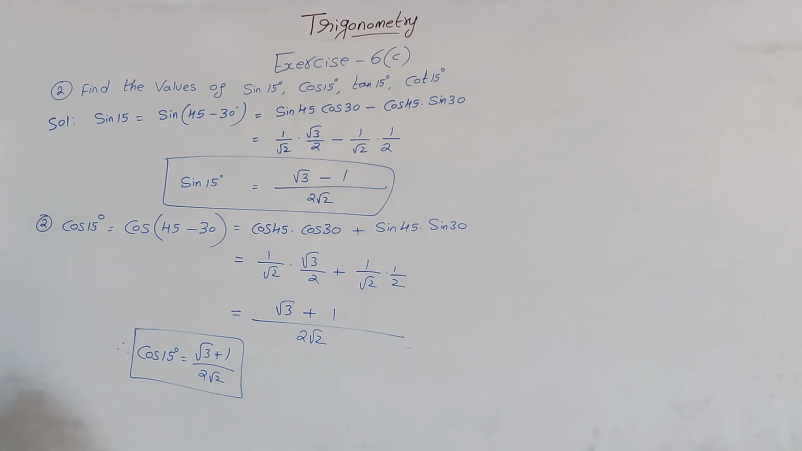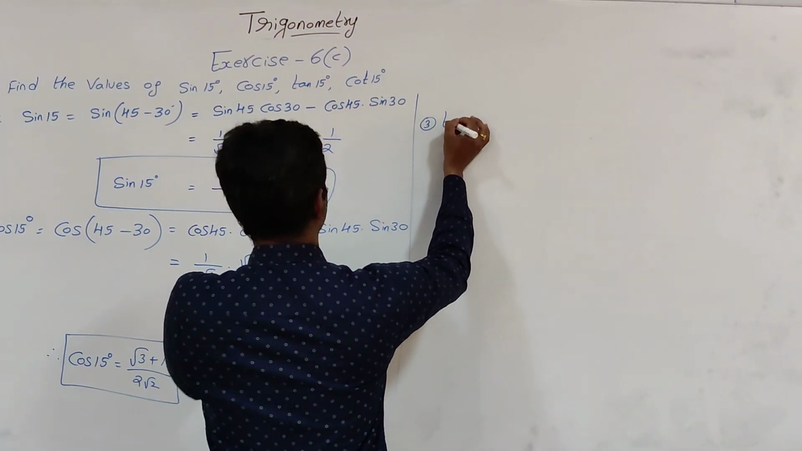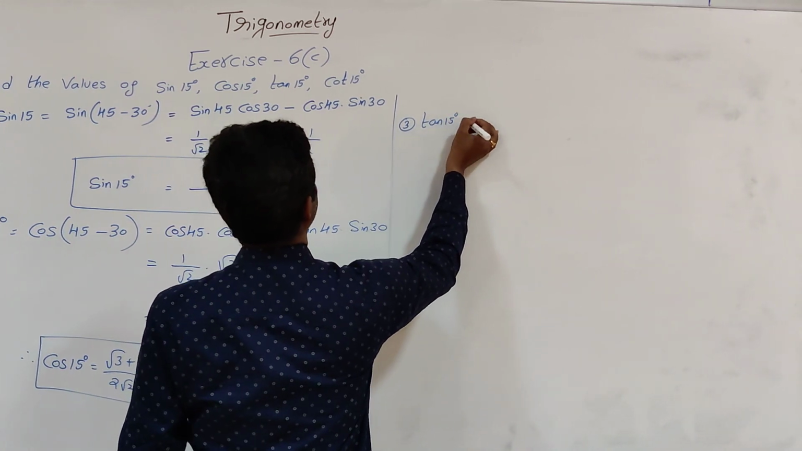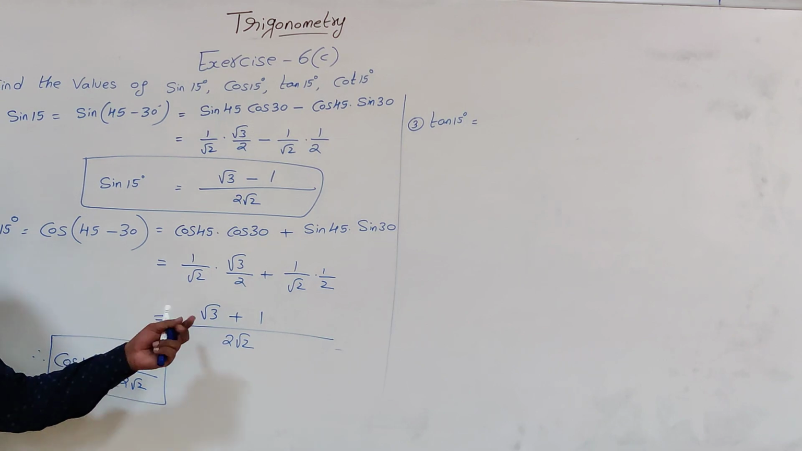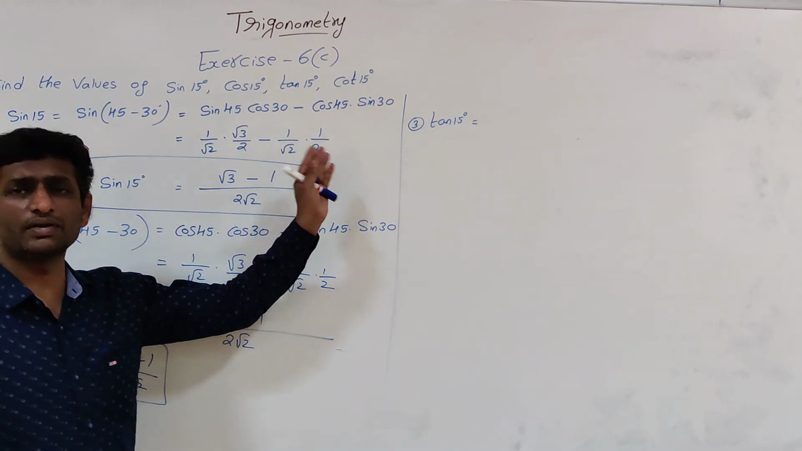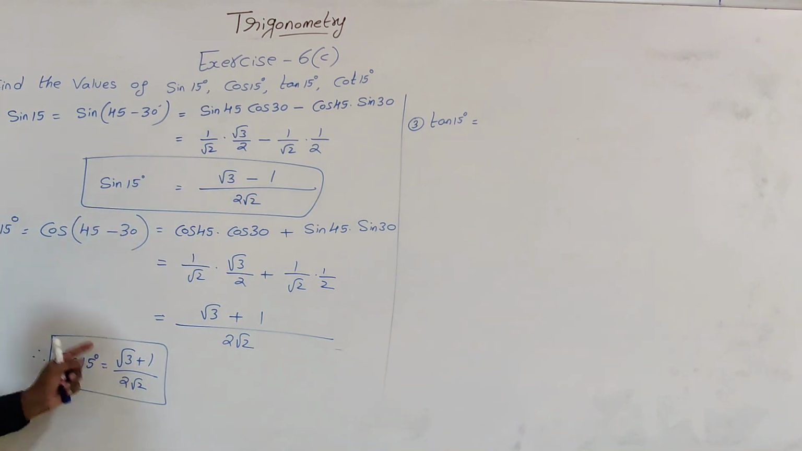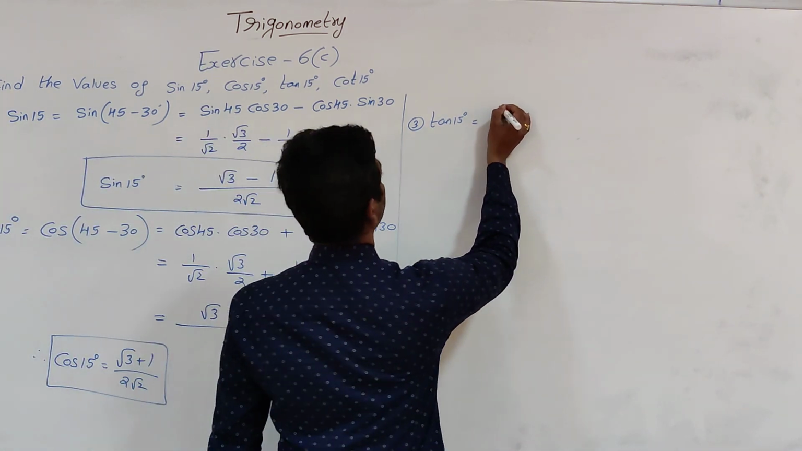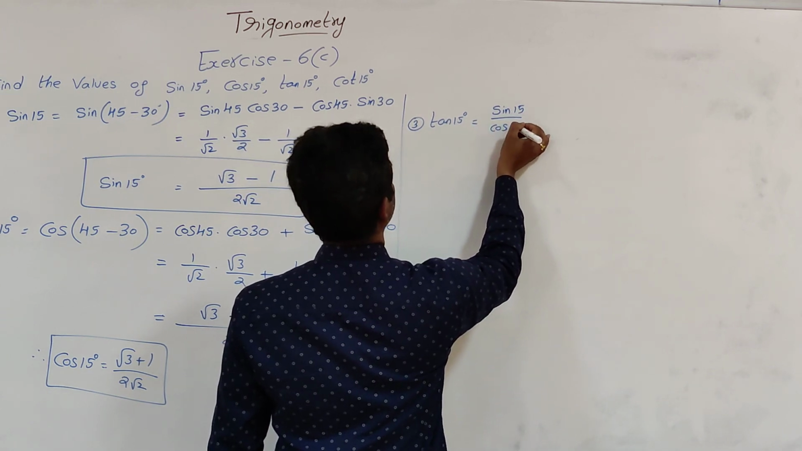Next we'll go for tan 15 degrees. What is tan 15? We can go in two methods. One is tan of 45 minus 30, or directly, we know what is sin 15 and cos 15. So directly we will go for sin 15 by cos 15.